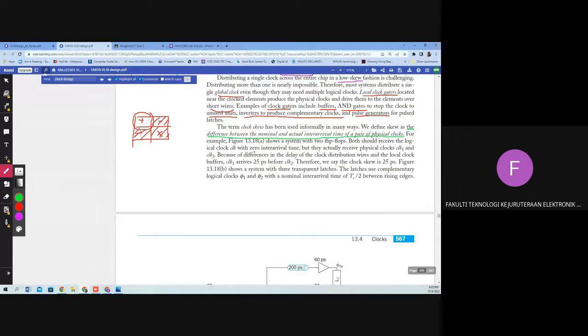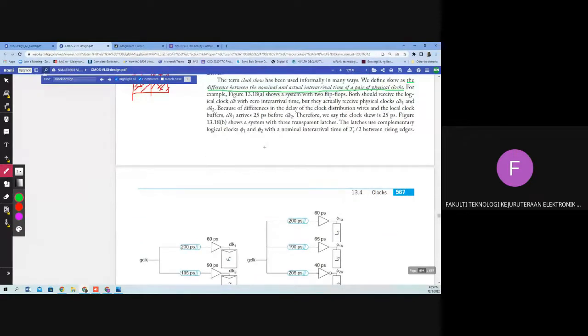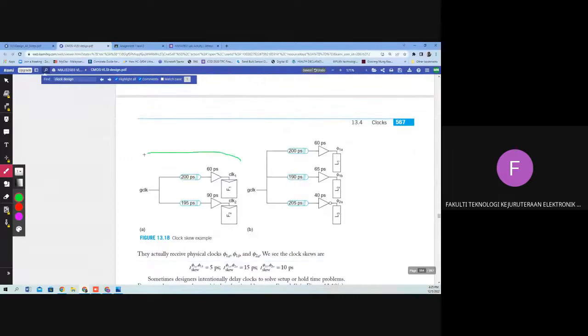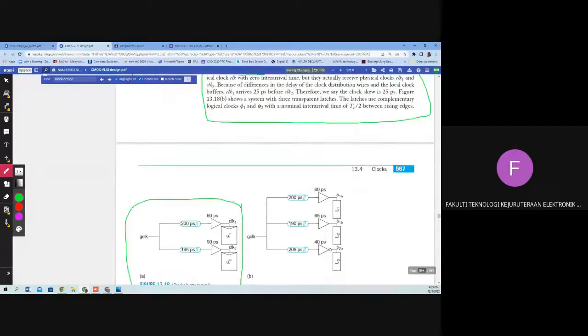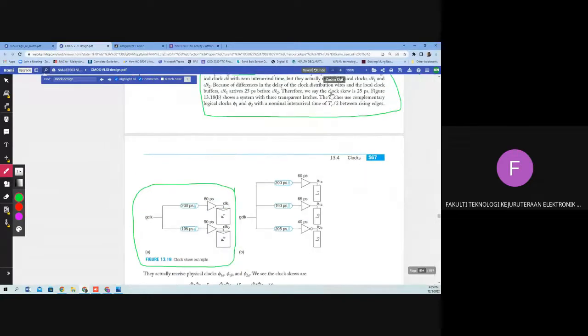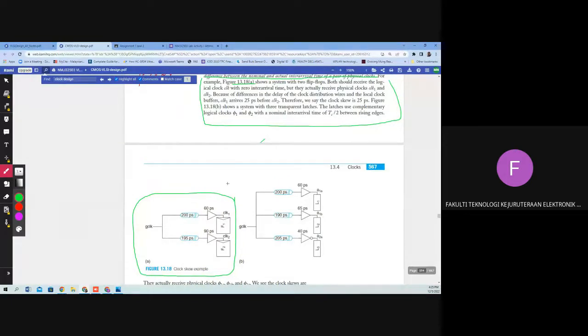For example, here we have an example. I give you time to explore it. Just focus on figure 13.18a first. We will discuss it after a few minutes. I give you time to imagine and explore the explanation. Read this part and relate it to the diagram here. Try to reduce the size so you can see them together. I give you a few minutes to read.